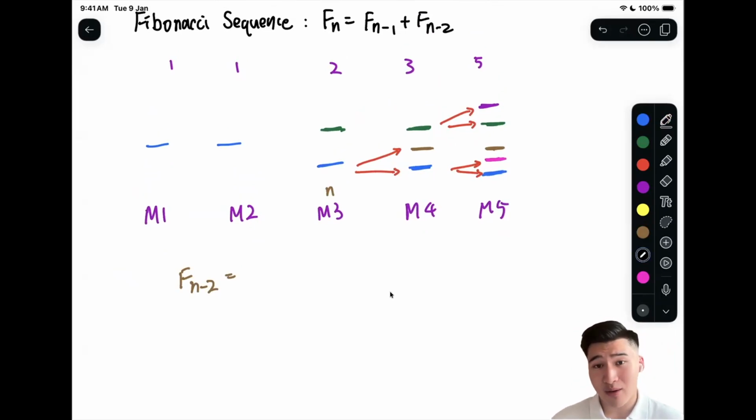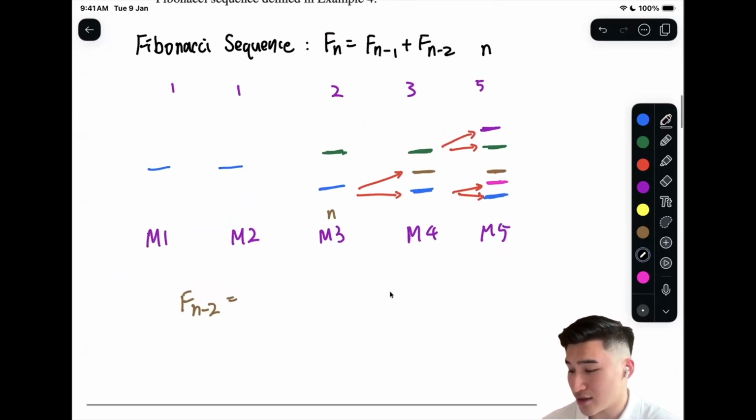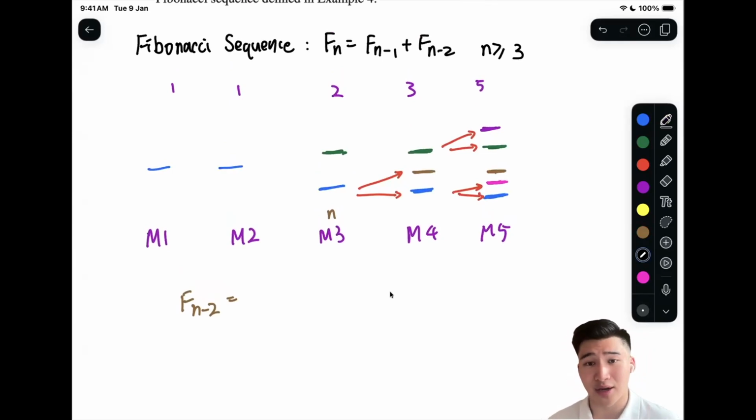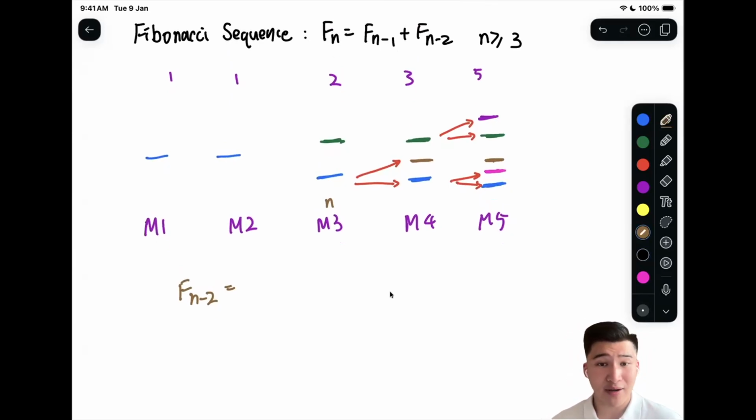And the reason being, we have to remember there's a condition within a Fibonacci sequence that the n must be greater than or equal to 3. And so for our n minus 2, it's just going to be 3 minus 2, and that's 1. So that's F1. F1 is month 1. And what do we have in F1? Just 1, right? So we only have 1.